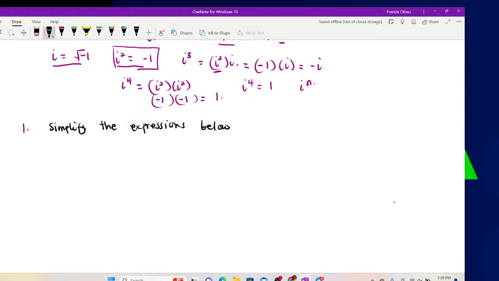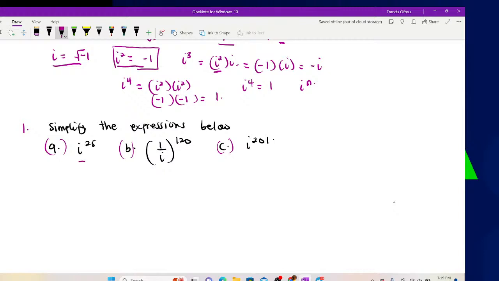So simplify the expressions below. A is I to the power 25. B is 1 over I, all to the power, let's say, 120. Then C is I to the power 201. How do we solve this? These are typical problems you can find in the examination.